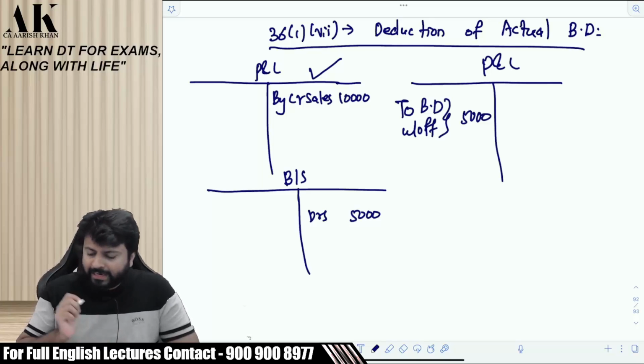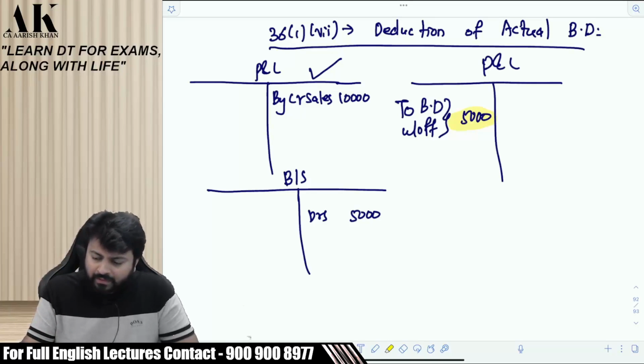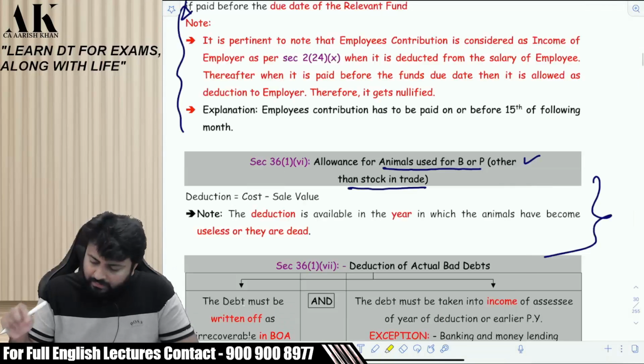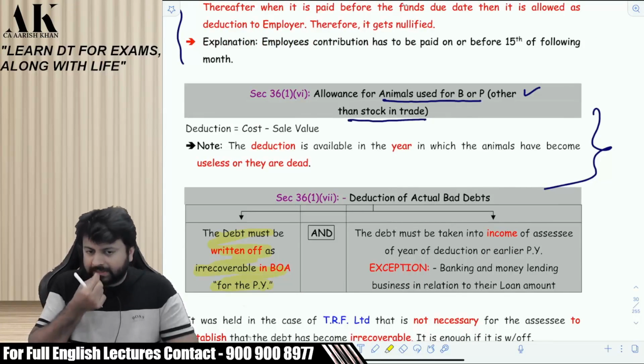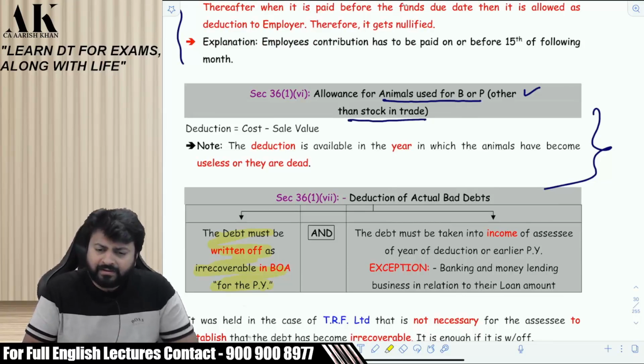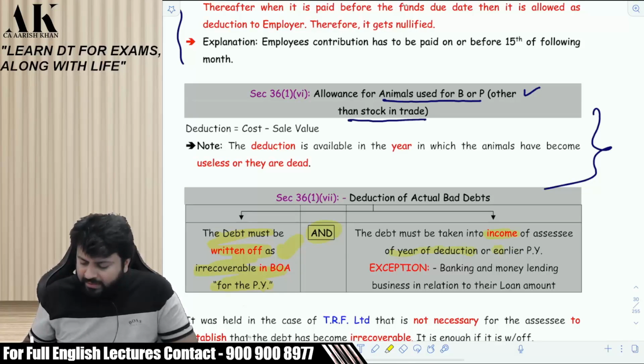Now, the government says that if you want a deduction of this, you need to fulfill 2 conditions. Shall we read those 2 conditions? And then you say, are we fulfilling the 2 conditions over here? First, the debt must be written off as irrecoverable in the books of accounts for the previous year. Are we writing off the debt as irrecoverable in the books of accounts? The answer is yes. Second condition, the debt must be taken into income of the assessee of the year of deduction or earlier previous year.